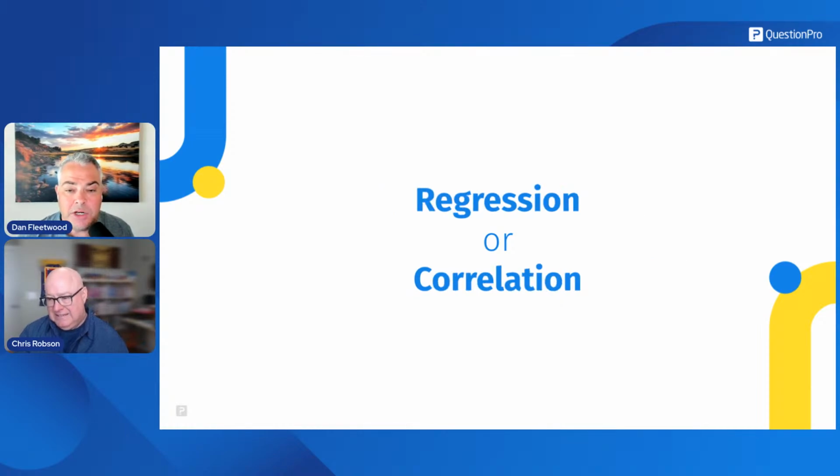And regression or correlation. So correlation tells you how two things move together, but not why. Regression shows the strength and direction of influence, how one variable affects another. Regression versus correlation. What say you, Chris?